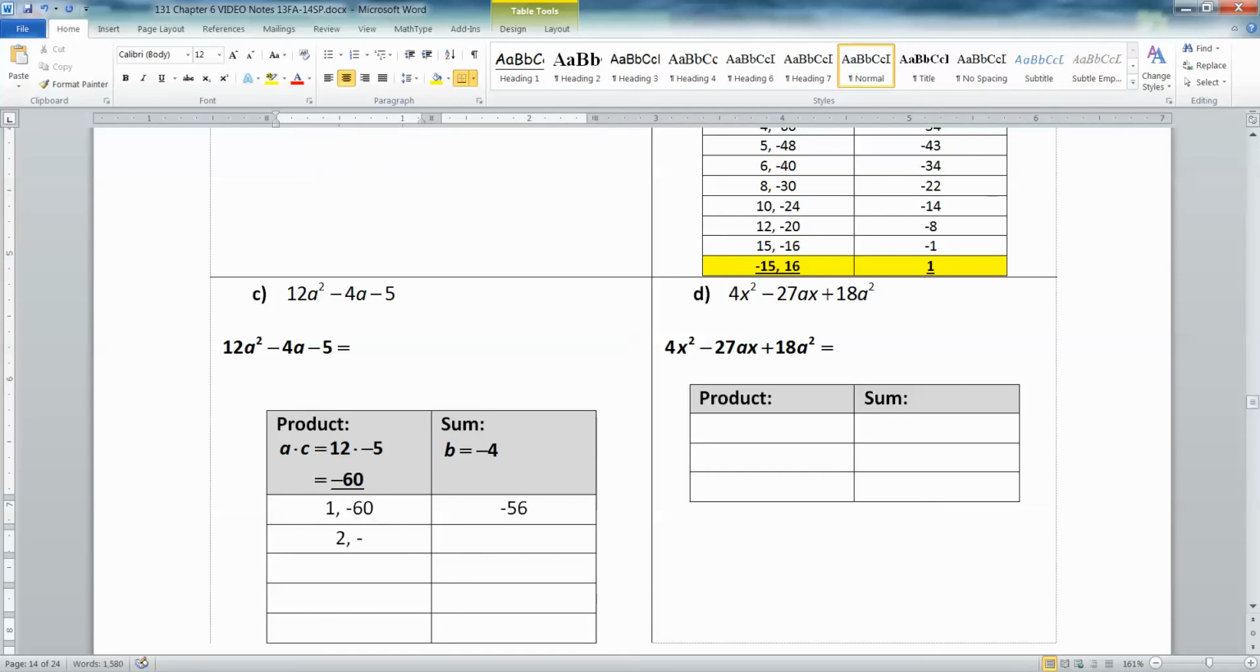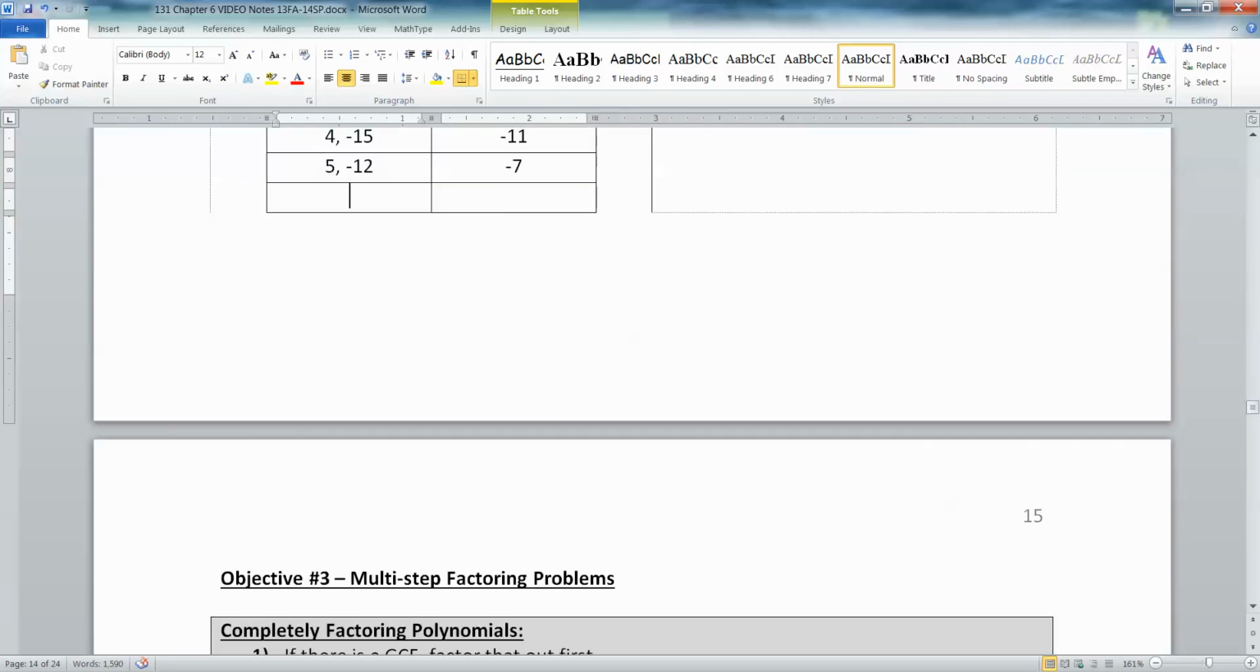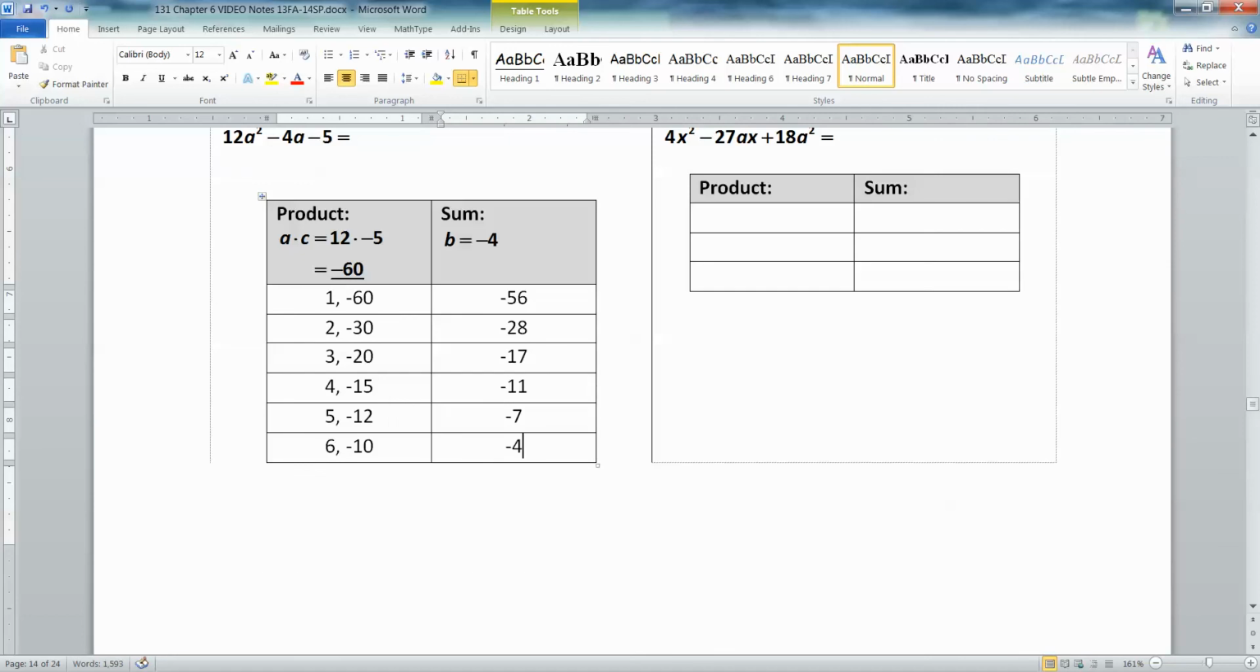All right, 2 and negative 30 would be negative 28. 3 and negative 20 would be negative 17. 4 and negative 15 would be negative 11. And then 5 and negative, well, let's see, 5 doesn't go into 6. Oh, yeah, 5 must go into 60 12 times, right? 5 and 12 makes negative 7. That's not good. And 6 and negative 10. That makes negative 4. There it is.